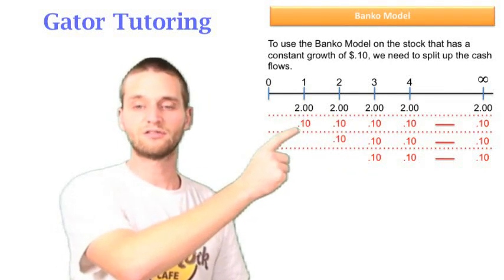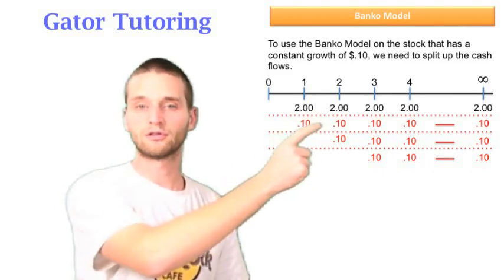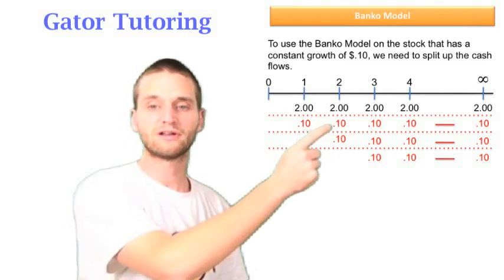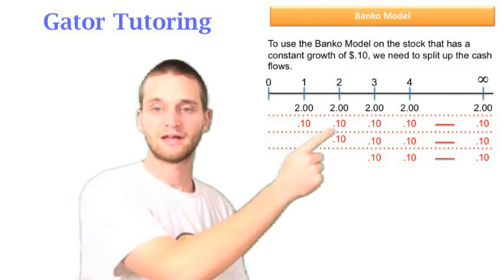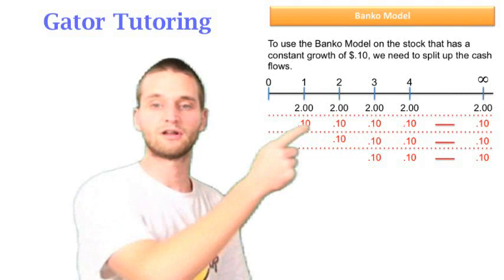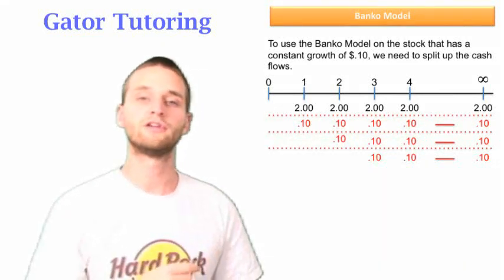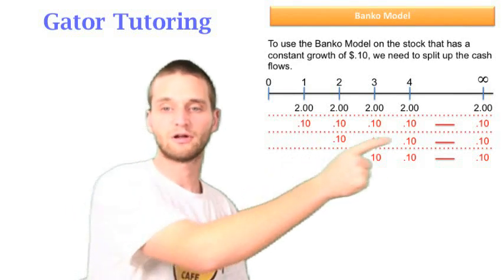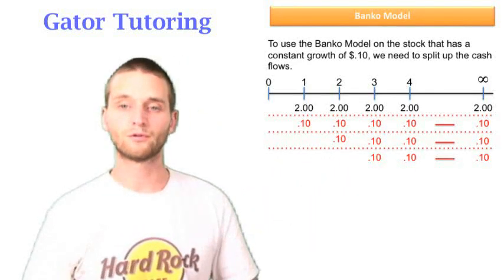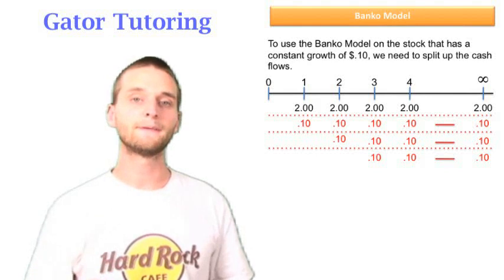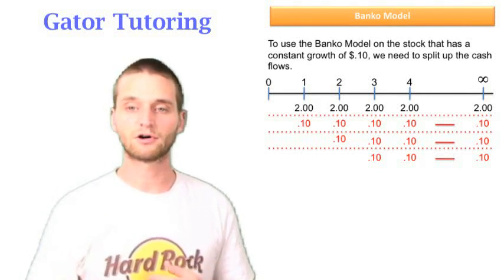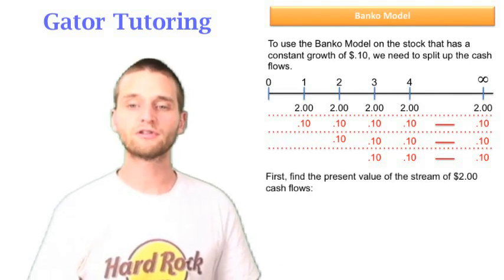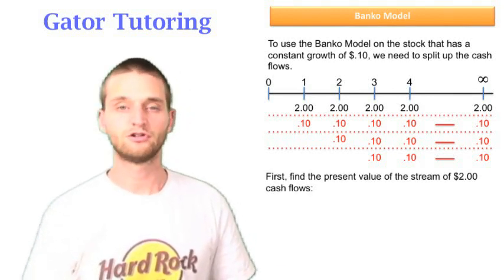This 10 cents is earned in the first year. This is the first growth of 10 cents. Well, in year 2, the whole stock is worth $2.20, but the original 10-cent growth from year 1 is still there. And it'll be there every year, starting in year 1 all the way out to year infinity. Same with the 10 cents that comes in year 2. That'll start in year 2 and it'll go out to infinity, and so on and so forth. So we can see by splitting up these cash flows into these different rows, we just basically have a bunch of perpetuities. So first, let's find the present value of the stream of $2 cash flows.